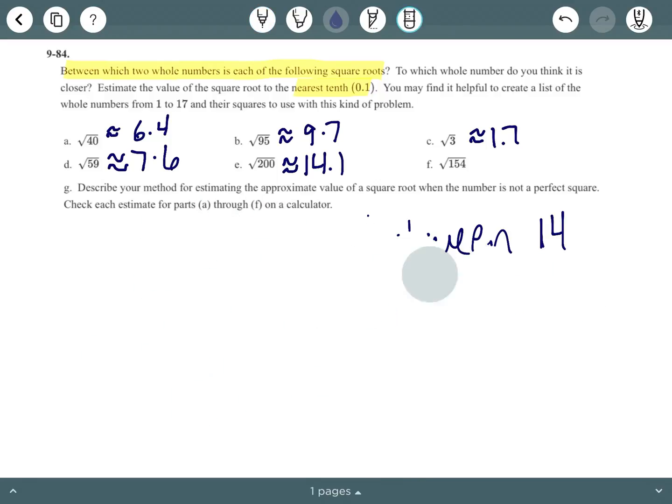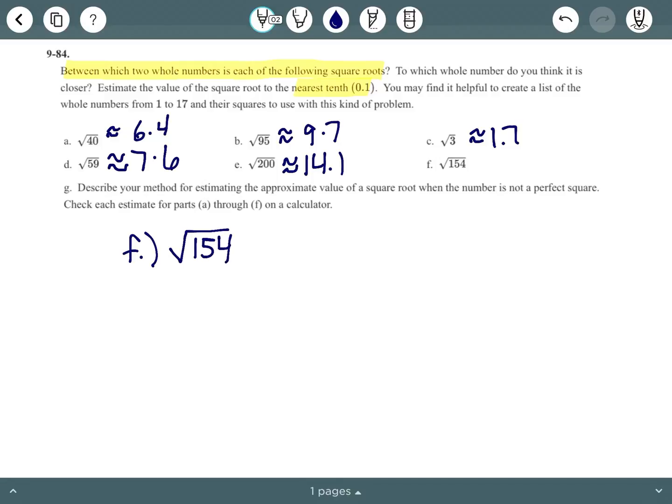And finally, part F, they give us the square root of 154. And I know that the closest perfect square below it is 144. And the square root of that is 12. And then the other closest perfect square is 169. And that square root is 13.